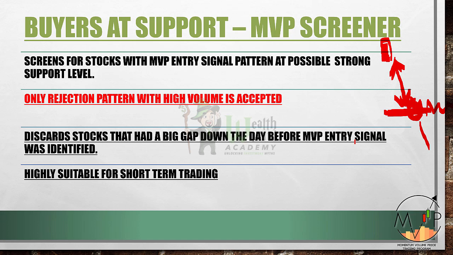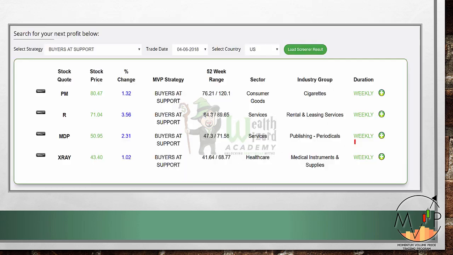You can also use the daily screener to look out for stocks that fulfill this bias at support criteria in the daily chart, and you can sell options or buy stocks and look for a profit within a week or two weeks kind of period. It's also highly suitable for option sellers with a one week expiry, if you use the daily screener for bias at support.